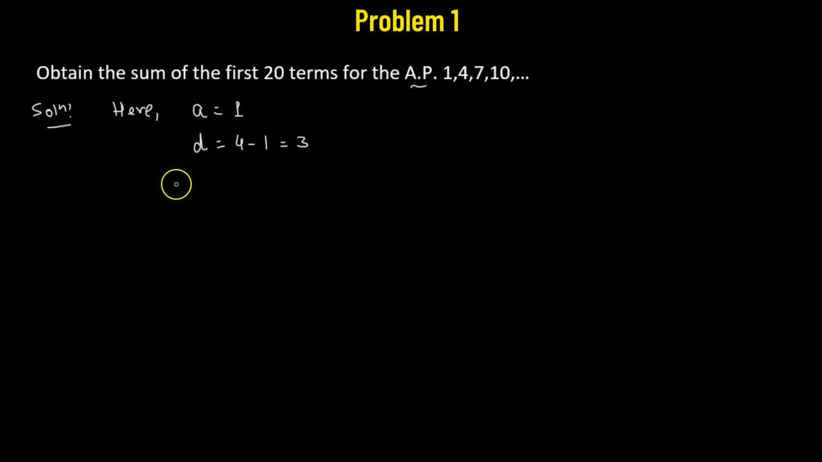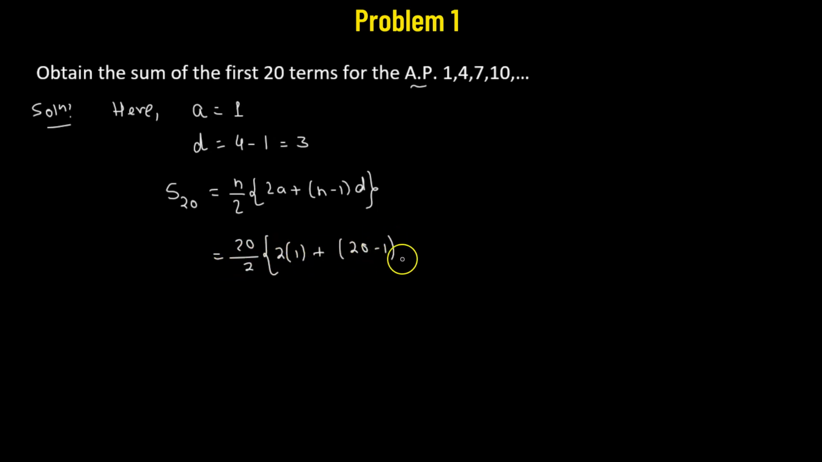Now our task is to obtain the sum up to the 20th term. Let me use both the formulas to obtain the sum. So first we are going to use the formula n over 2 multiplied by 2a plus n minus 1 times d. So here the n value is going to be 20. So we have 20 over 2 multiplied by 2 times the first term, which is 1, plus 20 minus 1 multiplied by the common difference, that is 3.